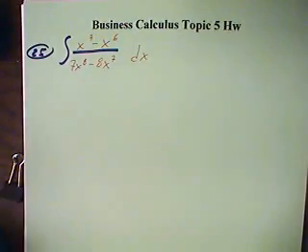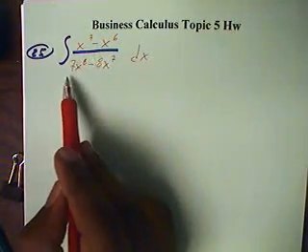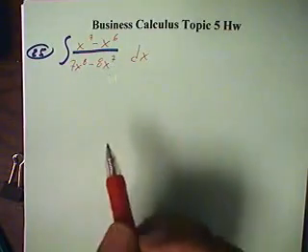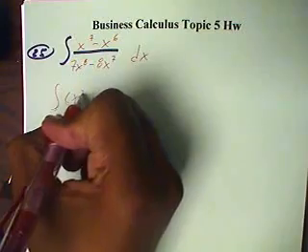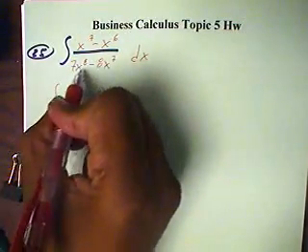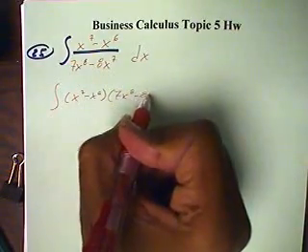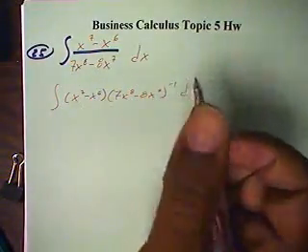Number 25, we have the integral of x to the 7th minus x to the 6th divided by 7x to the 8th minus 8x to the 7th power. I'm going to convert this into powers, so this will be x to the 7th minus x to the 6th, times 7x to the 8th minus 8x to the 7th power to the negative 1 power dx.